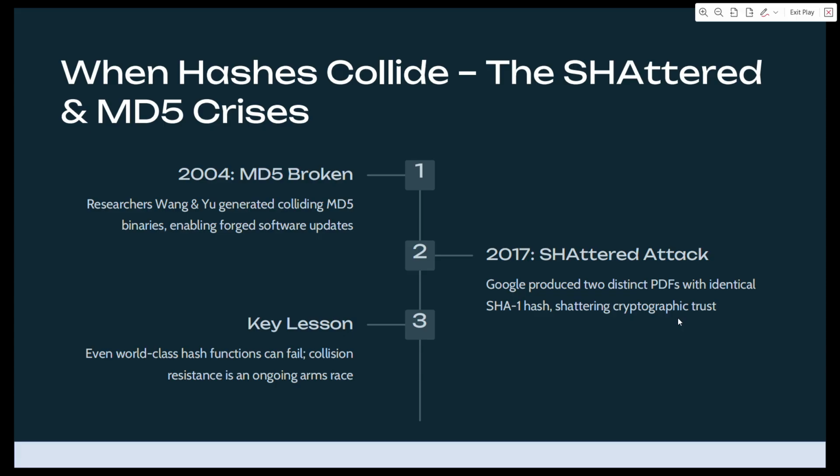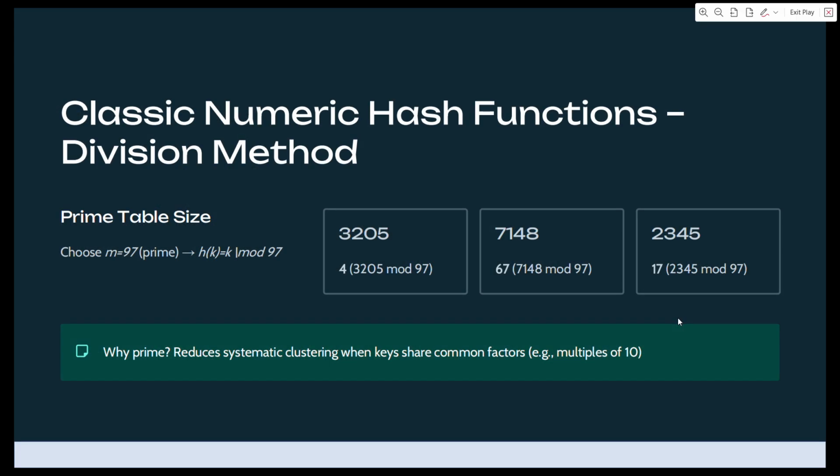First example, in 2004, researchers Wang and Yu broke the MD5 hash function by generating two different files with the same hash value. Second example, in 2017, Google demonstrated the SHAttered attack, where two completely different PDFs had the same SHA-1 hash. This example shows that even a very strong hash function can eventually fail. Therefore, designing a good hash function is an ongoing challenge.